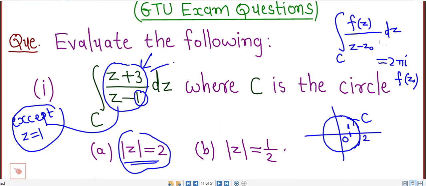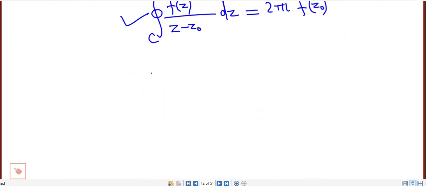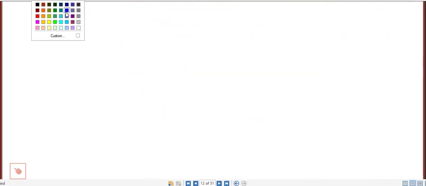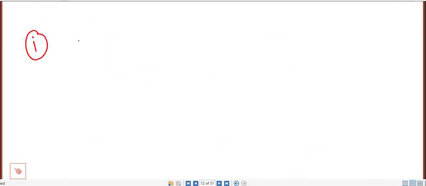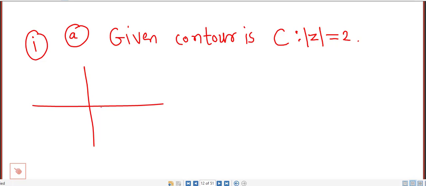So this integral looks like this one. So we will use Cauchy integral formula with f of z equal to z plus 3. First we complete the first part of part 1. In that part we have this simple closed contour mod z equal to 2. We have to integrate, and we can write that the given contour is a circle with center 0 and radius 2.